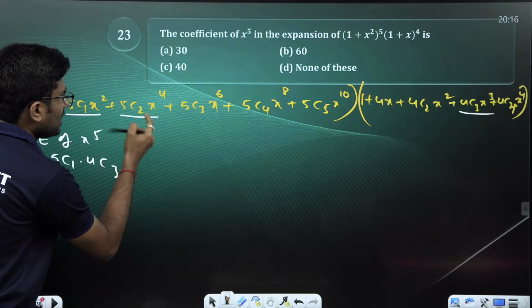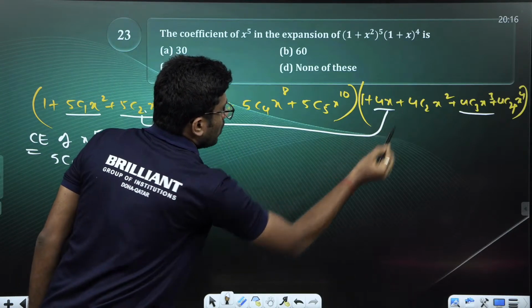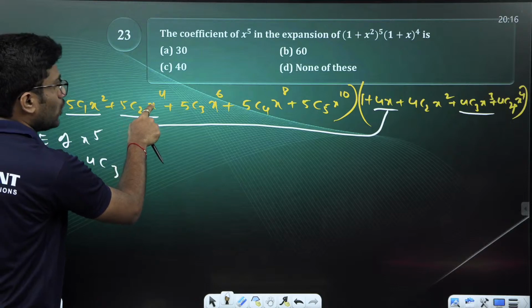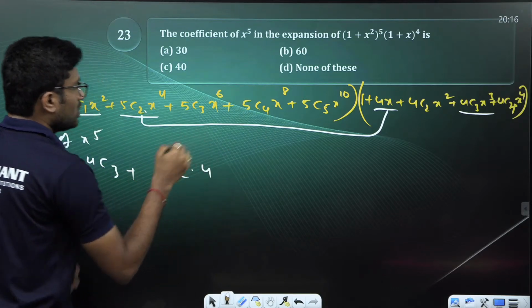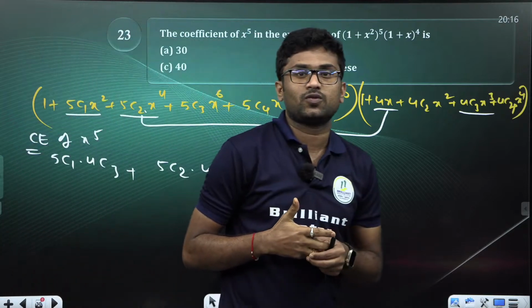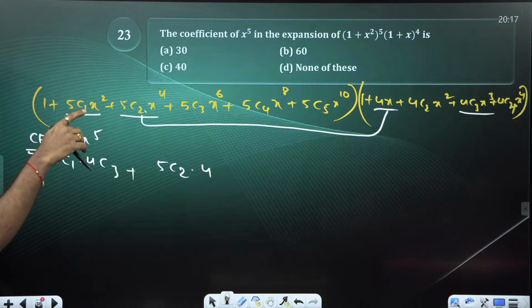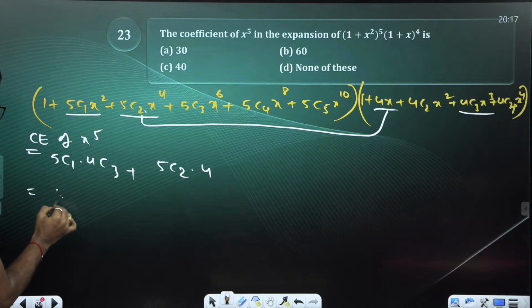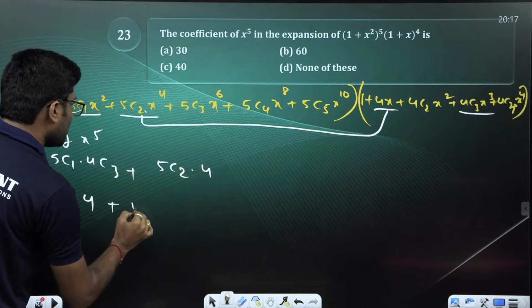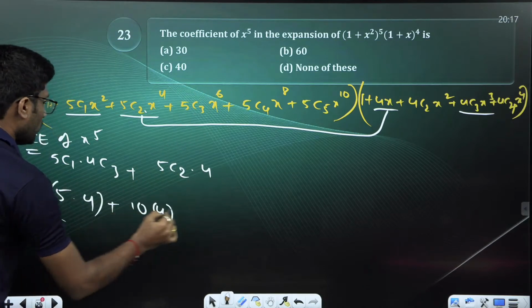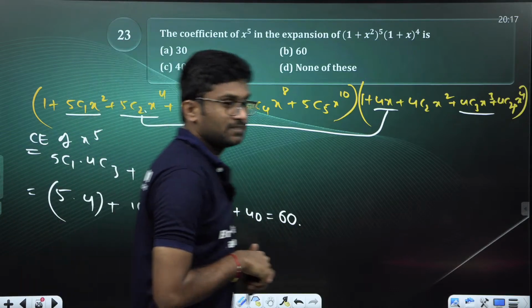No. Even if 5C2 x⁴ is multiplied with 4x, then also we get 5C2 into 4, the coefficient of x⁵. Now, 5C1 is 5, 4C3 is 4, plus 5C2 is 5×4 = 20 by 2, that becomes 10, 10 into 4. So 5×4 = 20 plus 10×4 = 40, which is equal to 60.